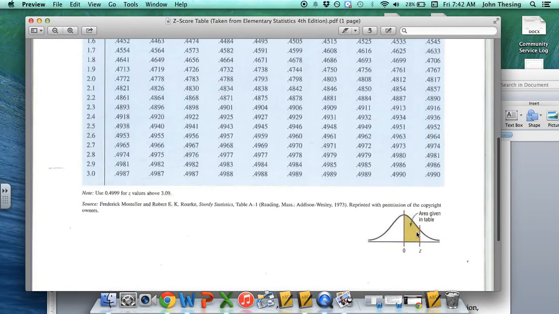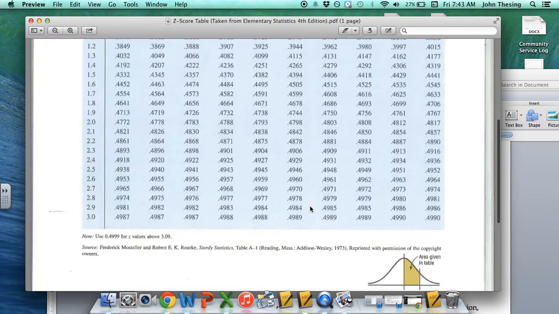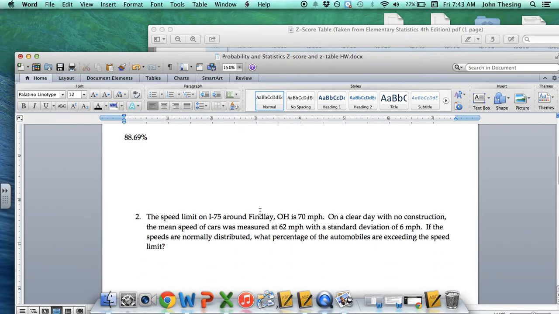38.69% of the data, that is the amount of data that falls between a negative 1.21 z-score and the mean. So there's 38.69% here. The question is, what's the probability that you find something greater than a value right here? So it's 38.69 plus the 50% chance that you are above the mean. Altogether that would be this plus 50%, or plus 0.5. So it should be 88.69%. Okay, so that's those two.